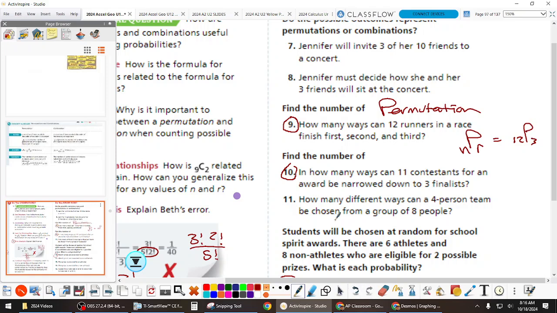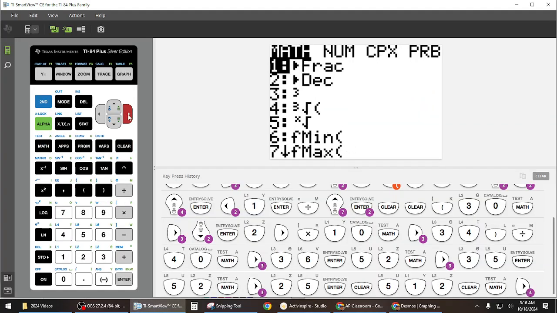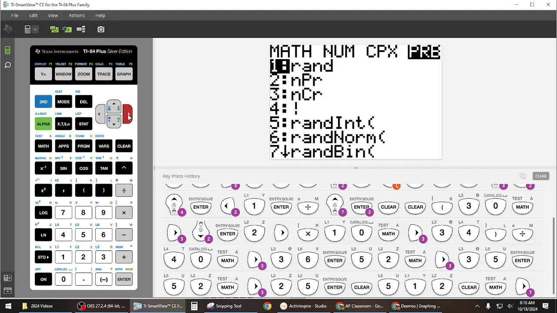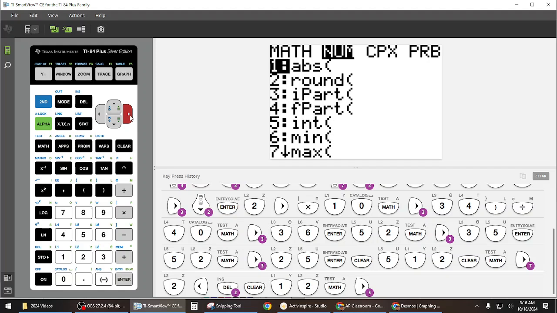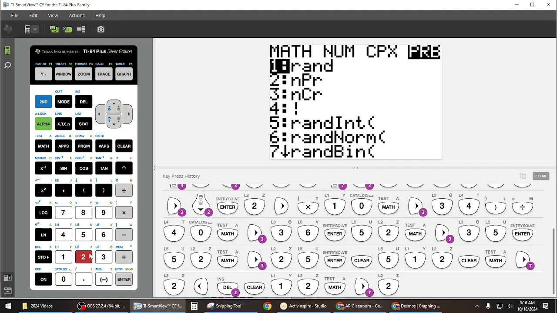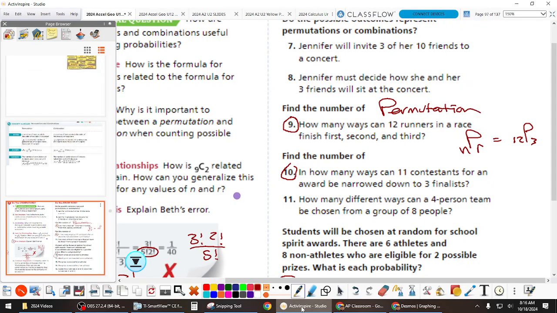Okay. Is that going to be more or less than if we had done combinations on this? Oh yeah, I always forget that. Yeah, this calculator version. Anyway, 12 permute 3. So 1320. That's kind of wild, huh? 12 people, 1,320 different ways you could arrange them.